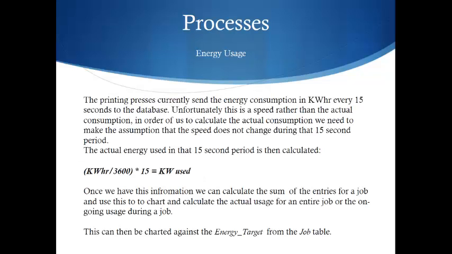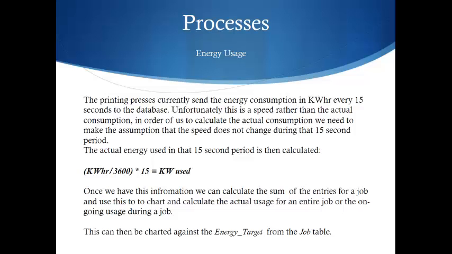Our energy use is a slightly more complicated process to calculate. The printing press is currently sending the energy consumption in kilowatts per hour every 15 seconds to the database. Unfortunately, this is a rate rather than an actual consumption. In order for us to calculate the actual consumption, we need to make the assumption that the rate does not change during that 15-second period. This is important because if the rate was to change, or we were to assume it had the ability to change during that 15-second period, we would not get an accurate readout using our calculations.